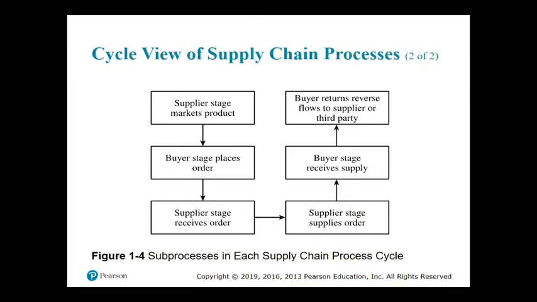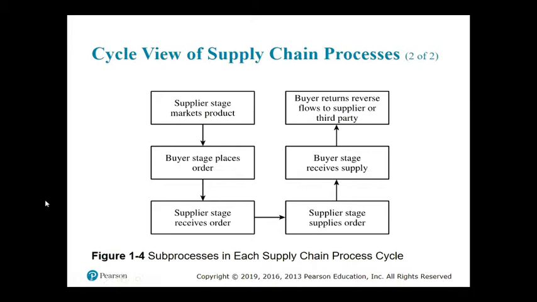So within the cycle view, in each cycle we'll also have these different sub-processes. They can be linked to the sourcing, making, delivering, and returning process. Okay, so we may have the supplier stage marketing this product, and then the buyer stage will decide whether or not to place an order.